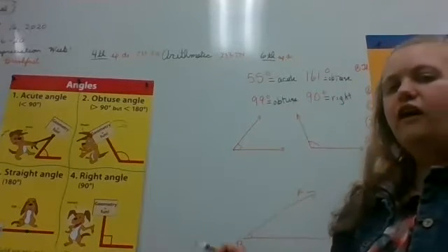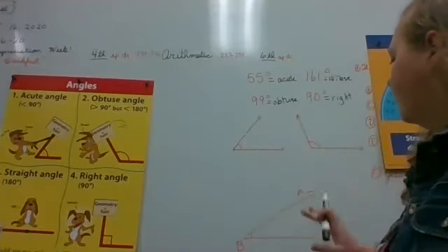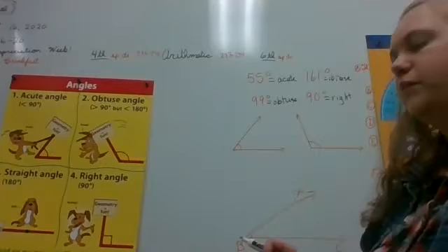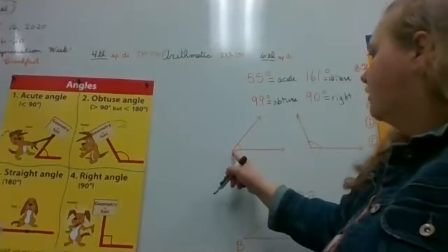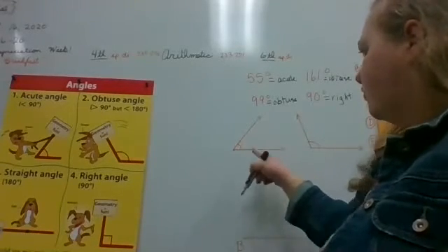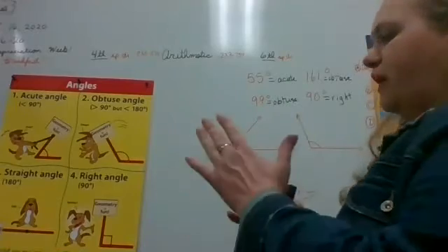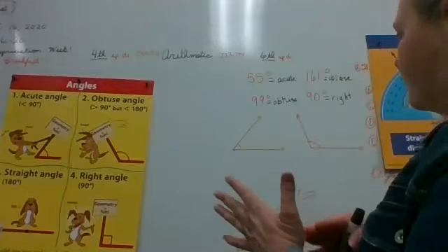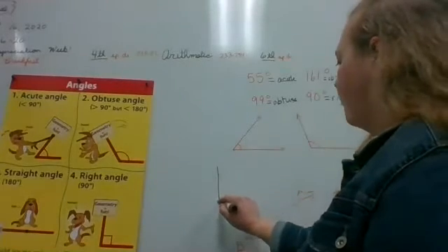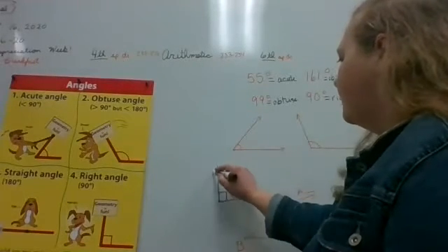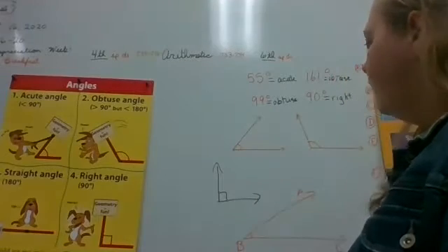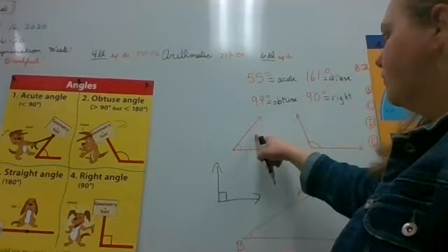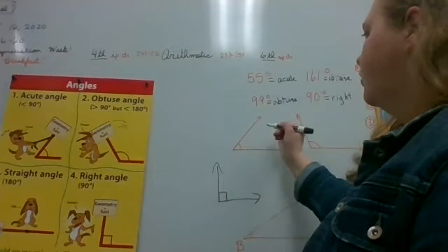If we look at our angles right here on the board, we can also see the size of an angle just by looking at it. If two lines are perpendicular to each other, where they form a right angle, that is a 90-degree angle. So if it's smaller than that, like this one, it is an acute angle, okay?